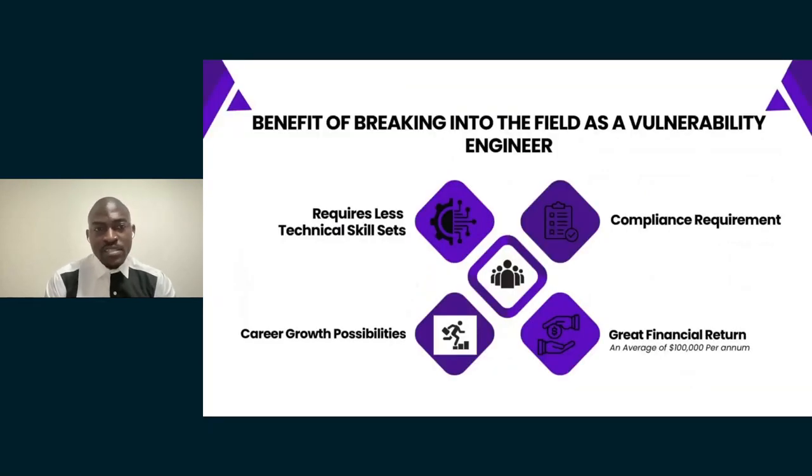So what are the benefits of going into the field of cybersecurity as a vulnerability engineer? One of the things is that it requires less technical skills. And I'm going to say that with all caution. Saying that it requires less technical skills does not mean you don't need to know some basics. At least you need to have some networking basics. You need to have good security knowledge. And then you need to understand the tool that you'll be working with.